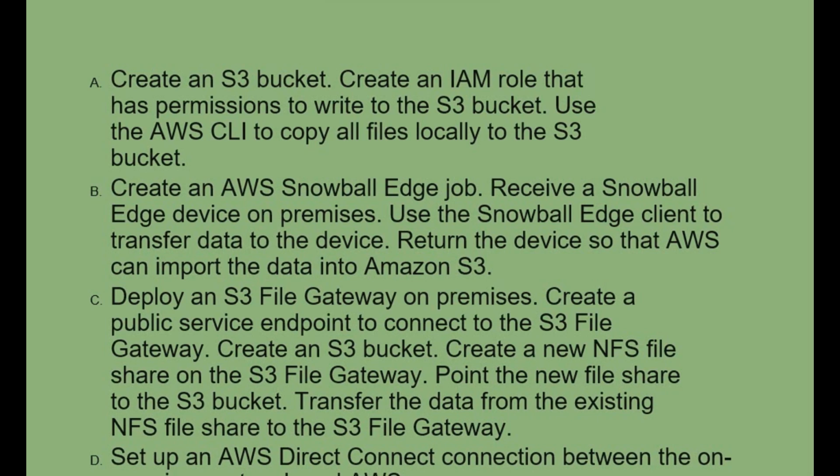Option C. Deploy an S3 file gateway on premises. Create a public service endpoint to connect to the S3 file gateway. Create an S3 bucket. Create a new NFS file share on the S3 file gateway. Point the new file share to the S3 bucket. Transfer the data from the existing NFS file share to the S3 file gateway.